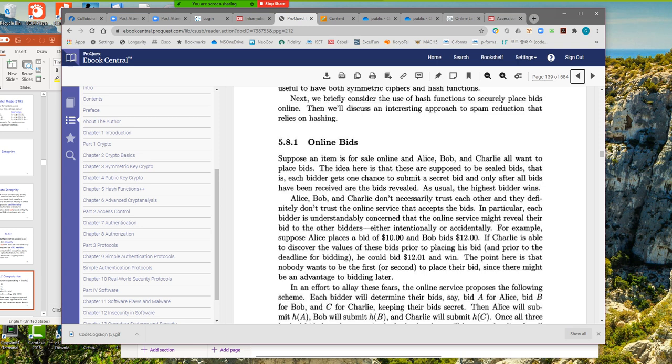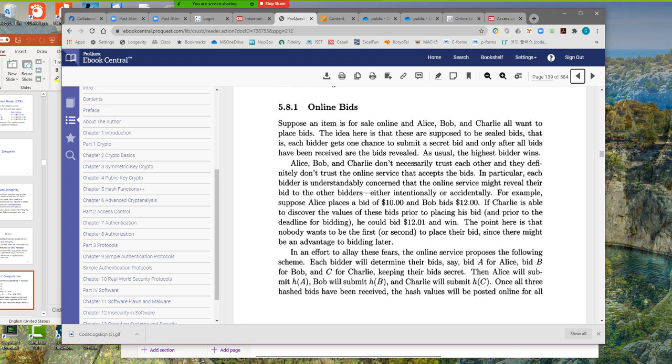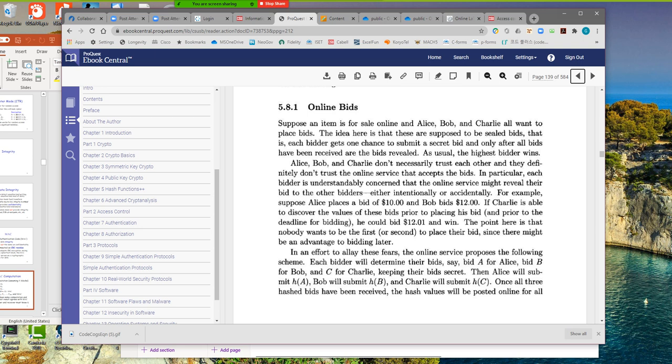Online bid. So I want you to read this problem, and then think about this case. But roughly, the problem is that suppose an item is for sale online and Alice and Bob and Charlie all want to place a bid, right? And the idea here is that these are supposed to be sealed bids. That is, each bidder gets one chance to submit a secret bid, and only after all bids have been received are the bids revealed. As usual, the highest bidder wins, right?